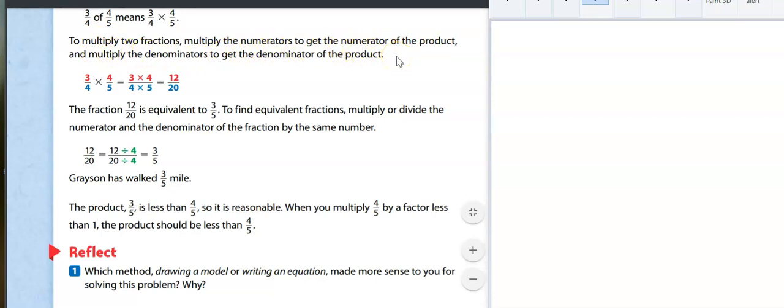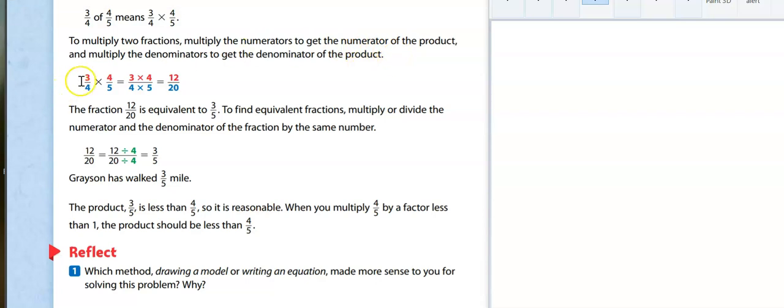This method is standard algorithm. So I know that if I multiply 3 times 4, I get 12. And if I multiply 4 times 5, I get 20. The fraction 12 over 20 is equivalent to 3/5. To find equivalent fractions, you multiply or divide the numerator and the denominator of the fraction by the same number. This process is called simplifying.